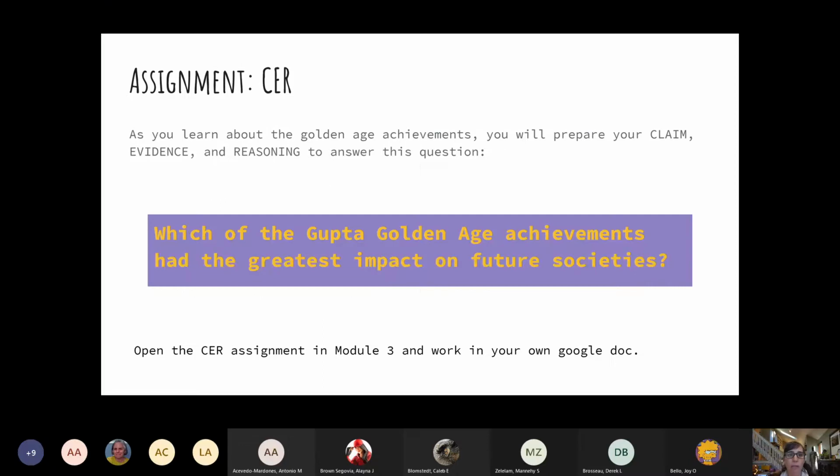Okay, so this is your first place to go look at that CER. So it says, as you learn about the Golden Age achievements, and that's what I'm teaching you next, you'll prepare your claim, evidence, and reasoning to answer this question. So here's your claim question. Which of the Gupta Golden Age achievements had the greatest impact on future societies? So which one is the most important for humans that came after? Okay. Right, so if you haven't done so already, please make sure to open your CER assignment in Module 3, and then you'll be working in your own Google Doc. Okay.